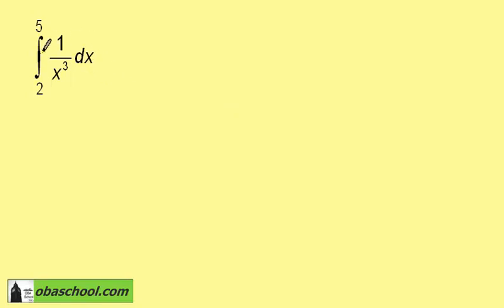We're going to integrate 1 over x cubed between the limits 2 and 5. To integrate this, we need to use our knowledge of index laws to write 1 over x cubed as x to the minus 3. We're then in a position to integrate.